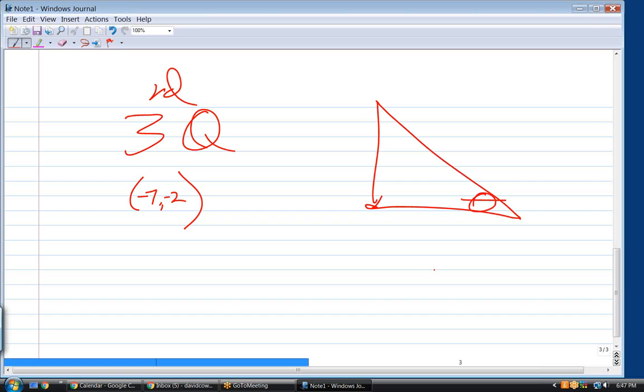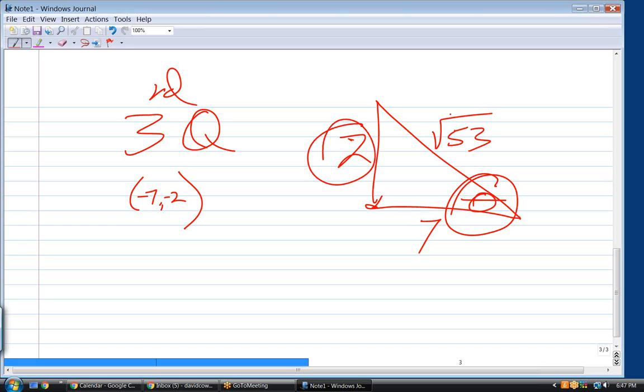I know the cosine of theta is this side. I know the sine of theta is that side. Calculate that, square root of 53. And now I know the sine of theta is 2 over that, and the cosine of theta is 2 over that. So I don't necessarily have to take the approach of the 4 quadrants and the reference triangle. But both work. Both give you the same answer.